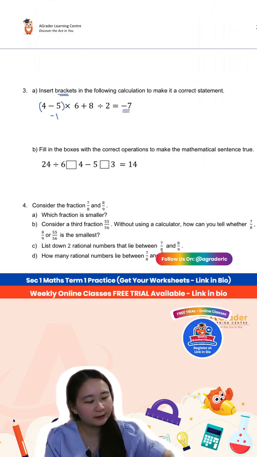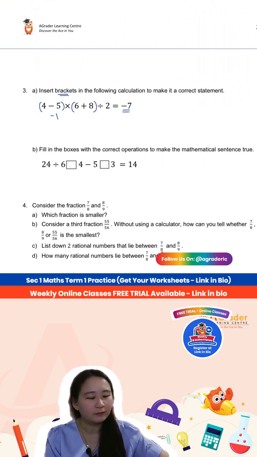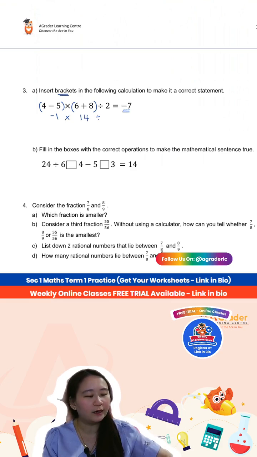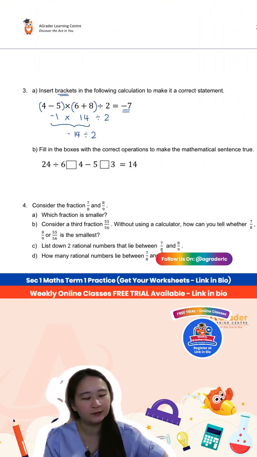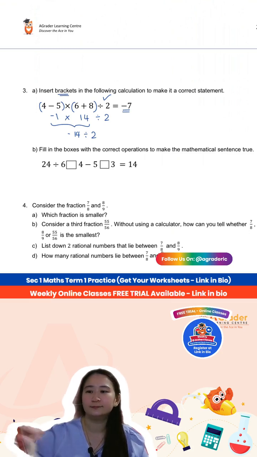Okay, so next, let's say I try this. I bracket at my plus sign as well, so that I make my addition and subtraction come first. I'll have negative 1 times 6 plus 8, I get 14. Now I'm left with times and divide, so I have to move from left to right. Negative 1 times 14, negative 14, and then divide by 2, I get negative 7. So this bracket is correct. Okay?